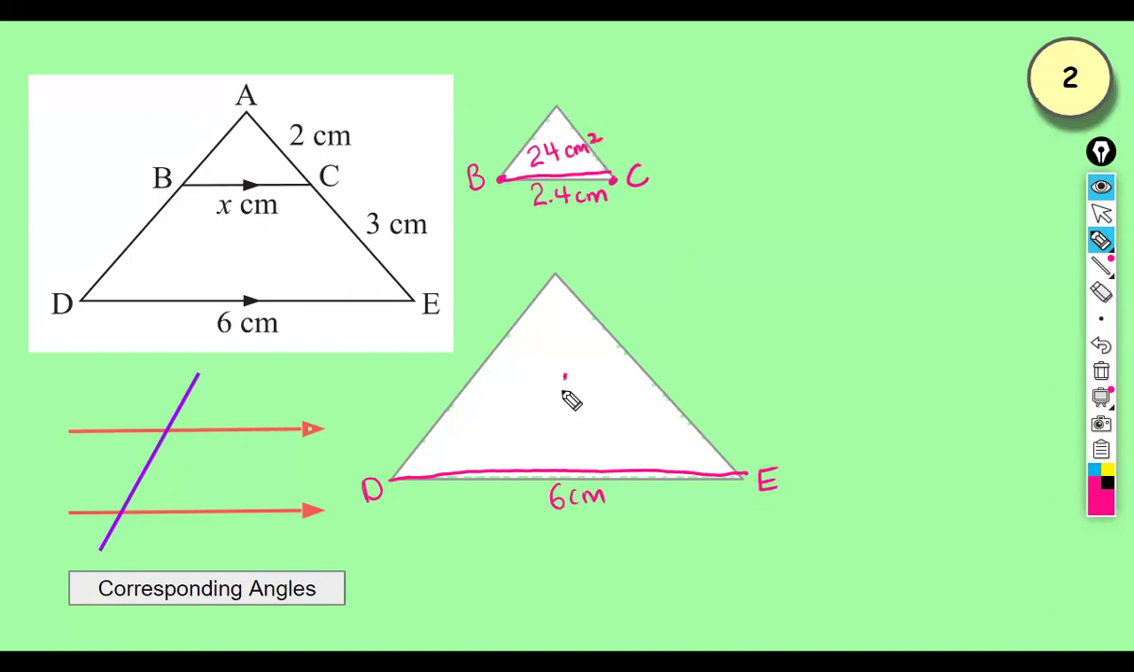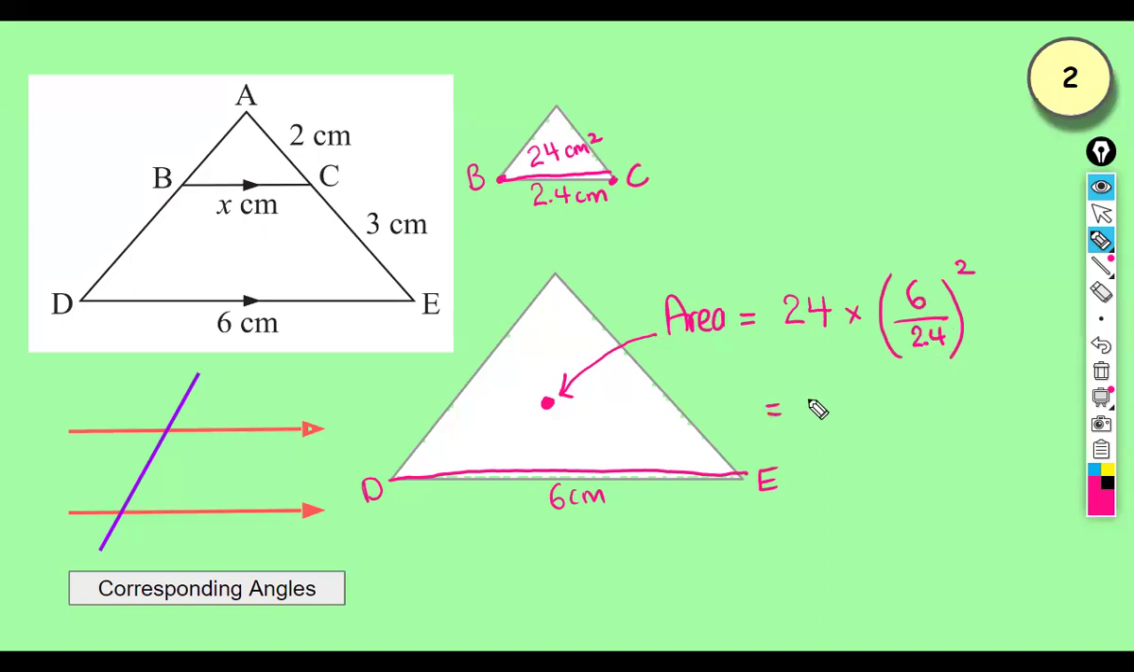All right, so to find the new area of the larger triangle, you take the original area, which is 24, and you multiply by something in brackets squared. Now, since we need to get a larger answer, the larger corresponding length has to go on top, and the smaller corresponding length has to go underneath. 6 is larger than 2.4.